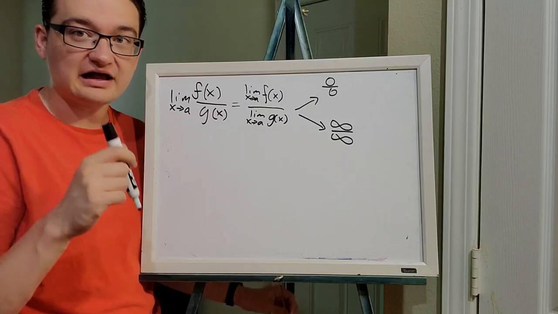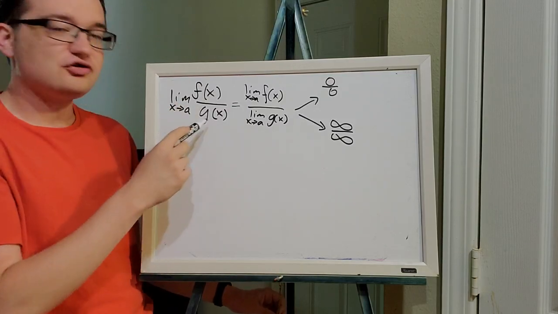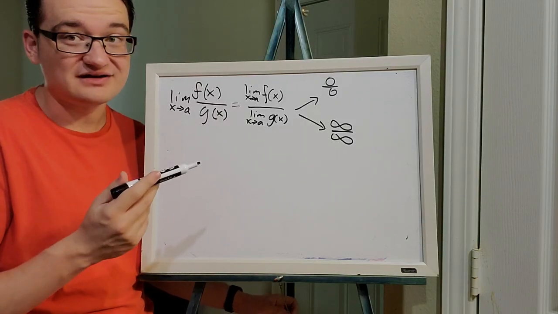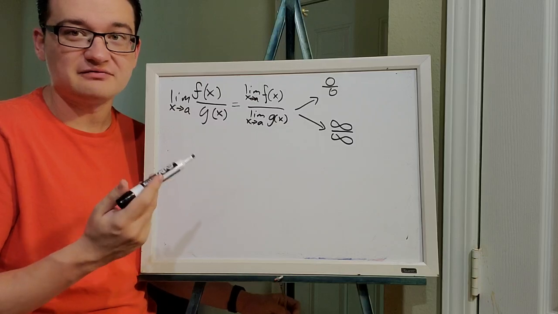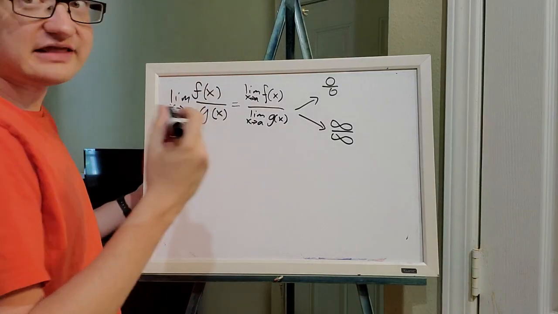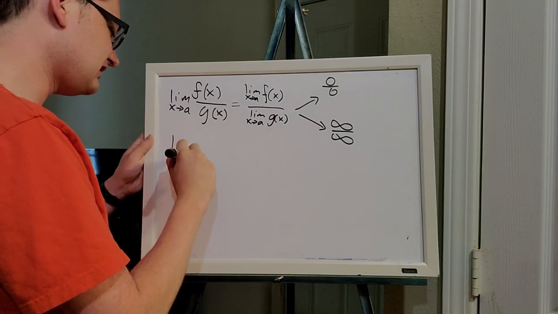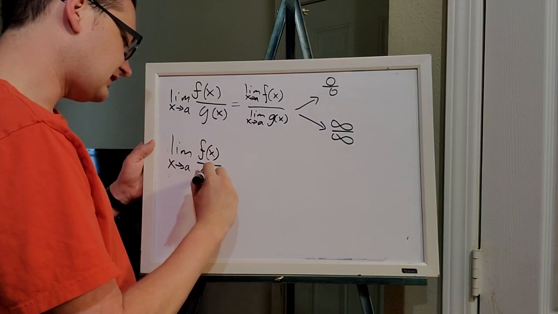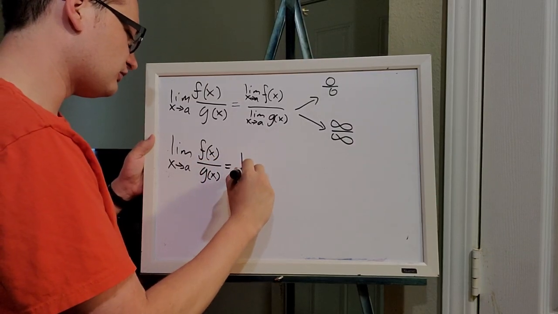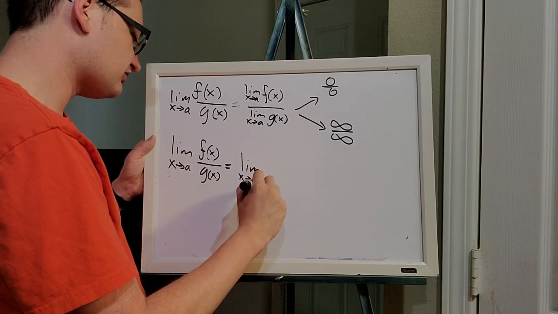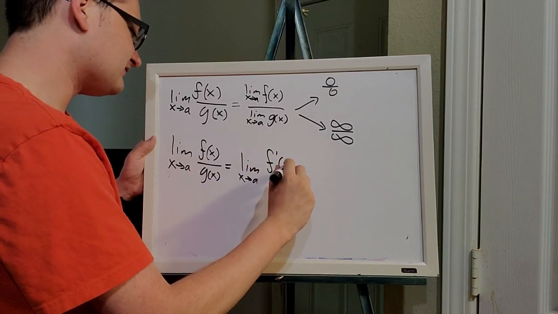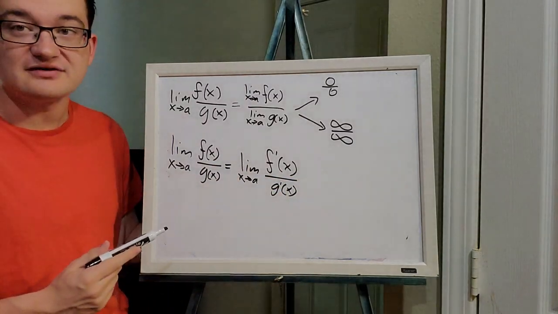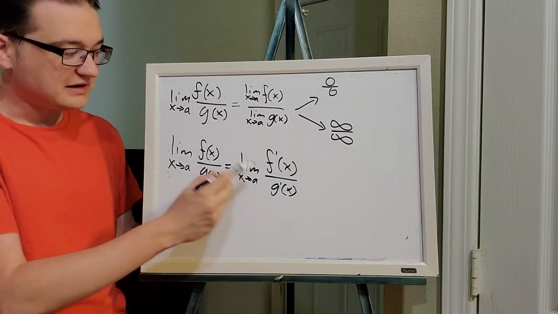What L'Hopital's rule tells us, though, is if these two functions are differentiable around a and the derivative of g of x doesn't equal 0, then the limit we start with is going to be equal to the limit as x approaches a of the derivatives divided by each other, the derivative of f divided by the derivative of g. This is basically L'Hopital's rule.